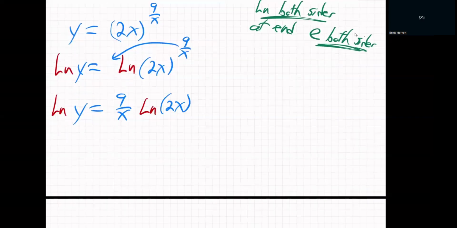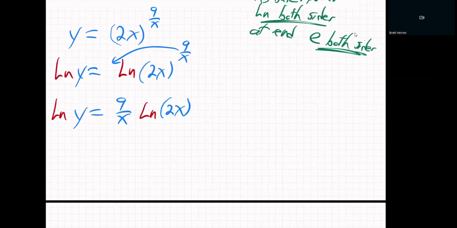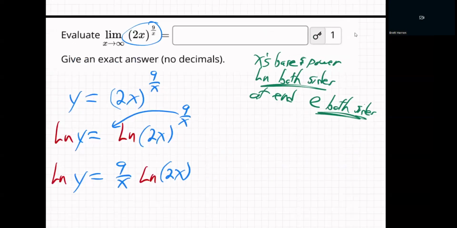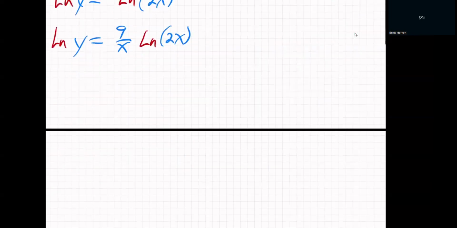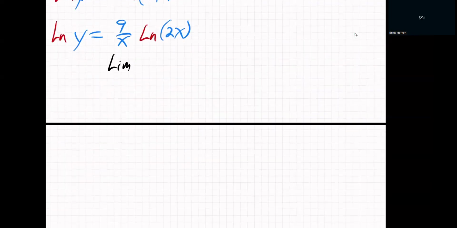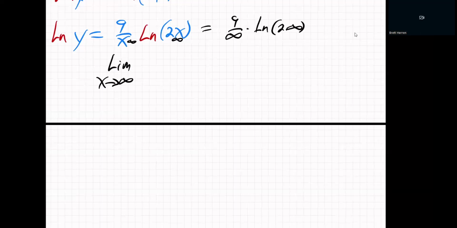Okay. So now what? Let's bring back in, let's not forget there was a limit from the beginning. Say that, okay, the limit as x goes to infinity. Now, what do we do with this? Well, if you plug in infinity right there and infinity right there, what are you going to get? You're going to get 9 over infinity times natural log of 2 times infinity.